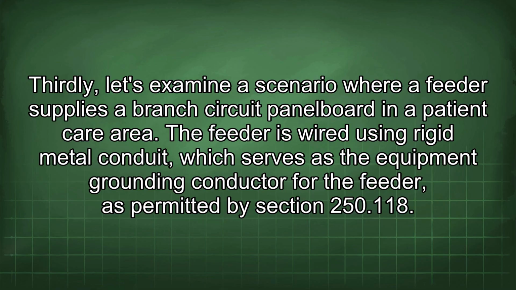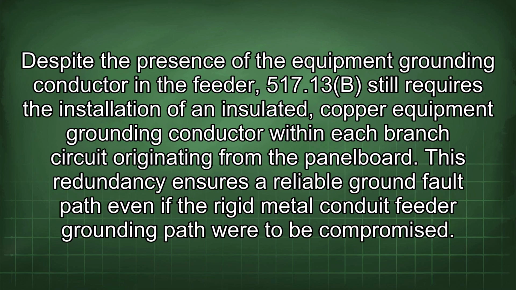Thirdly, let's examine a scenario where a feeder supplies a branch circuit panelboard in a patient care area. The feeder is wired using rigid metal conduit, which serves as the equipment grounding conductor for the feeder, as permitted by section 250.118. Despite the presence of the equipment grounding conductor in the feeder, 517.13(B) still requires the installation of an insulated copper equipment grounding conductor within each branch circuit originating from the panelboard. This redundancy ensures a reliable ground fault path even if the rigid metal conduit feeder grounding path were to be compromised.